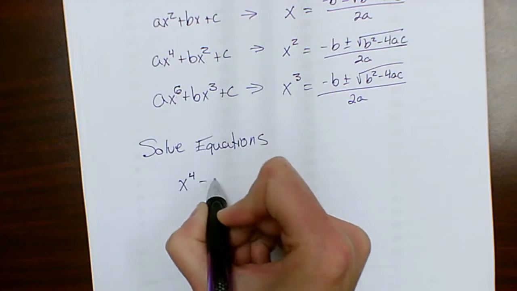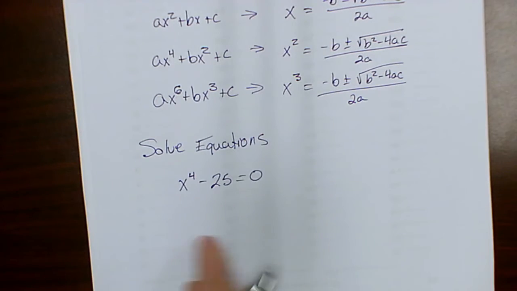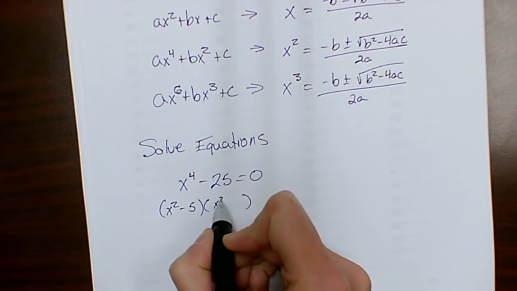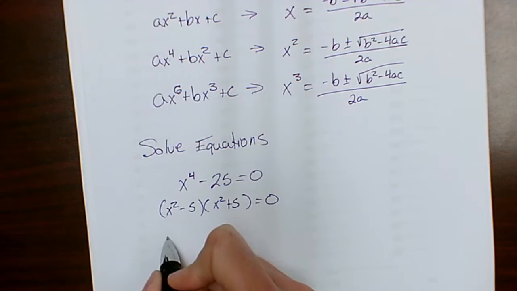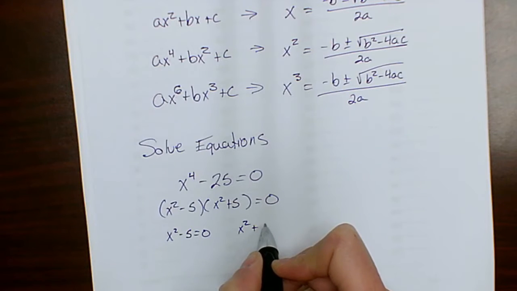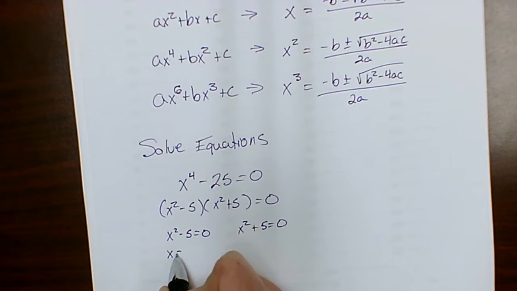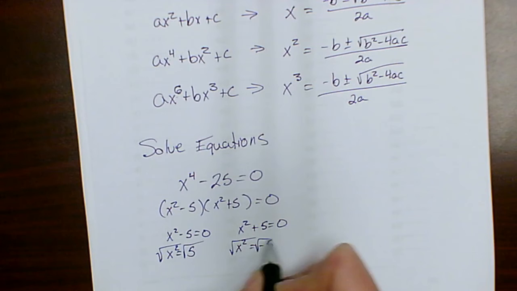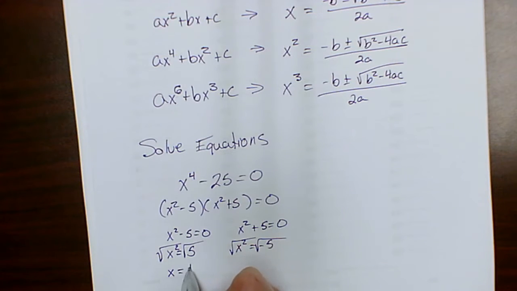So x to the fourth minus 25 equals 0. So this one we can factor. So this is x squared minus 5, x squared plus 5 equals 0. Set each of these equal to 0. We're going to add 5 over, subtract 5 over, square root both sides, and when you do that, this will be x equals plus and minus square root 5, and then this will be x equals plus and minus square root negative 5.